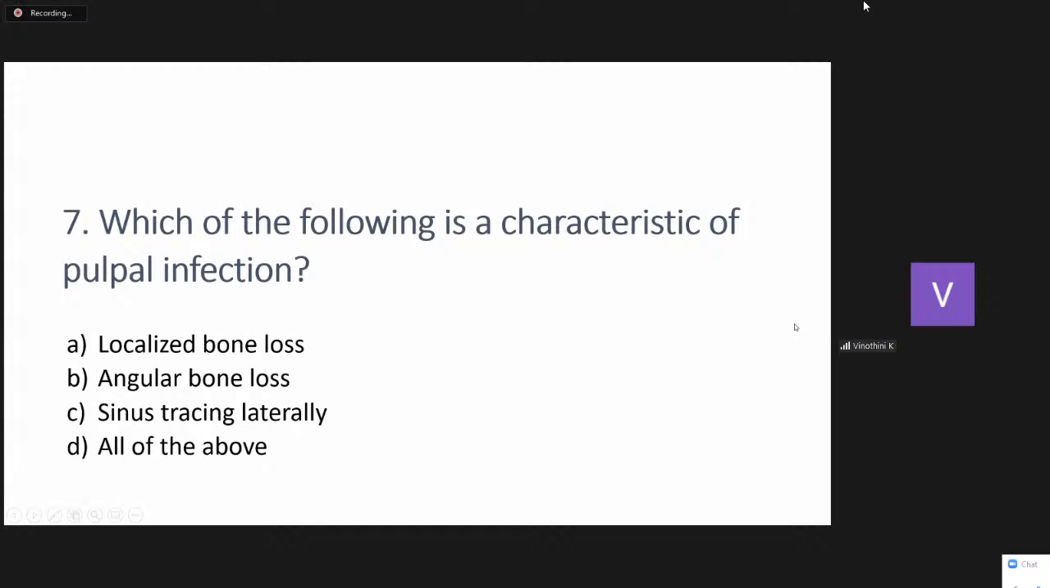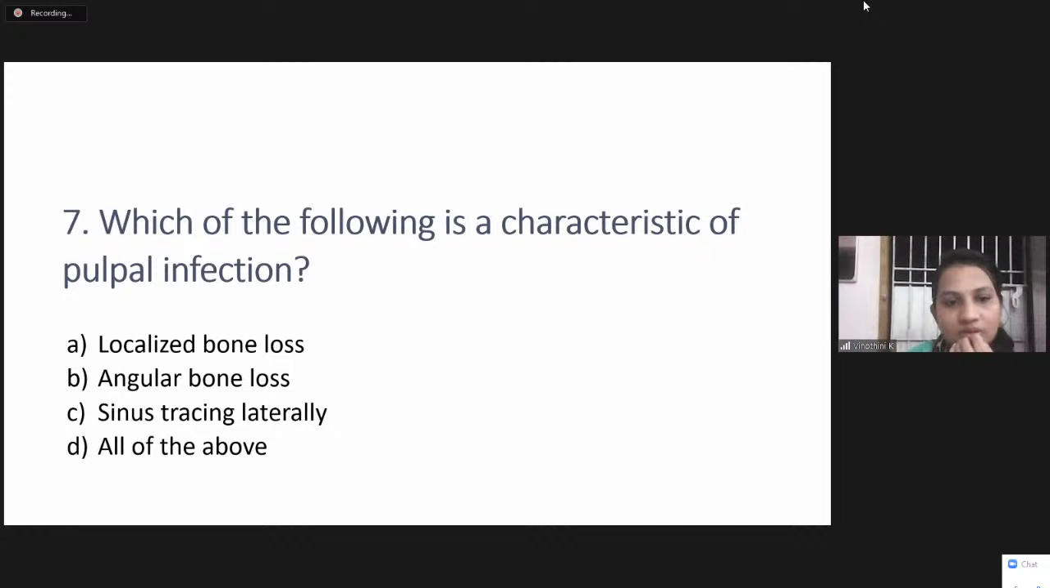Which of the following is the characteristic of the pulpal infection? Localized bone loss, angular bone loss, sinus tracing laterally, all of the above. So if it is going to have a pulpal infection, there will be localized bone loss only. The correct option is answer A, only localized bone loss, okay?